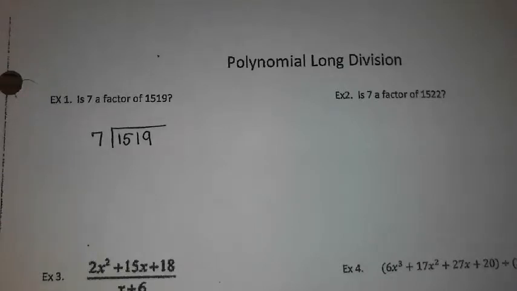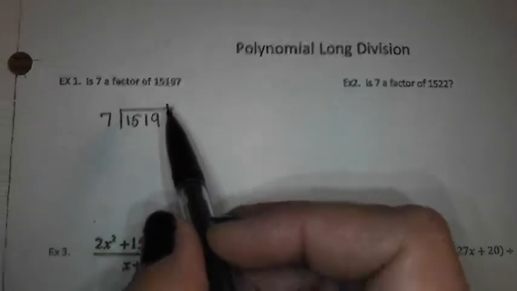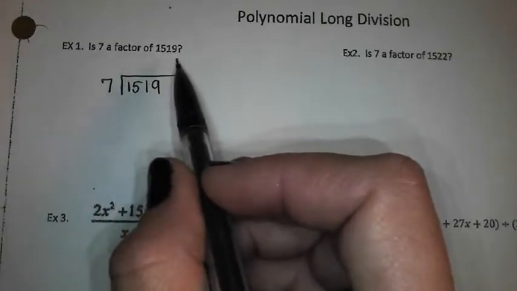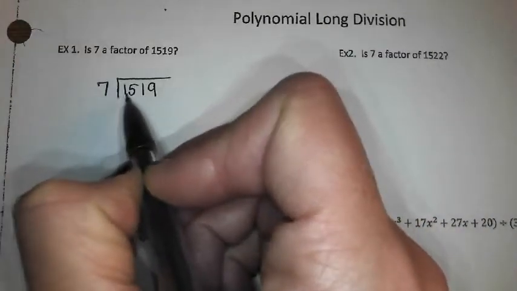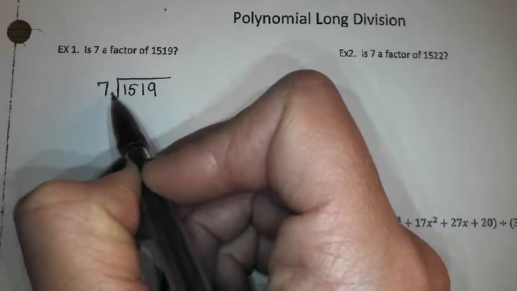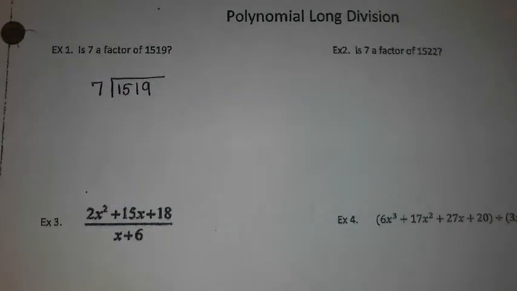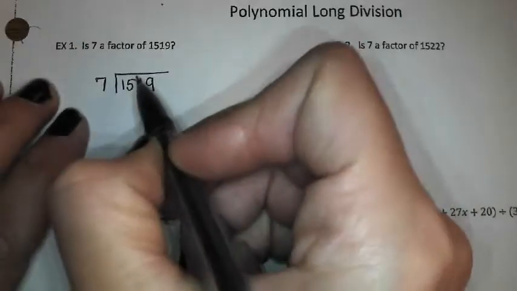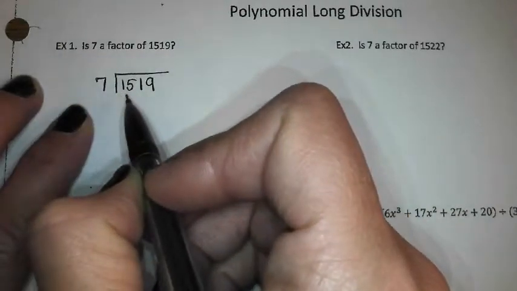Basic numbers. Just looking up here, is 7 a factor of 1519? If I do long division, if it's a factor, then what should happen? No remainders, aka it goes in evenly, right? Goes in evenly, no remainders. So just watch, I'm going to fly through this. You don't necessarily have to do this, but just watch.